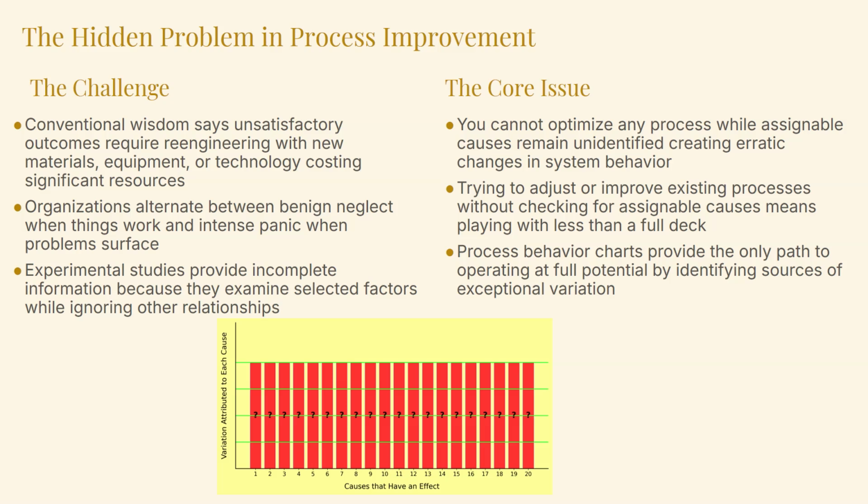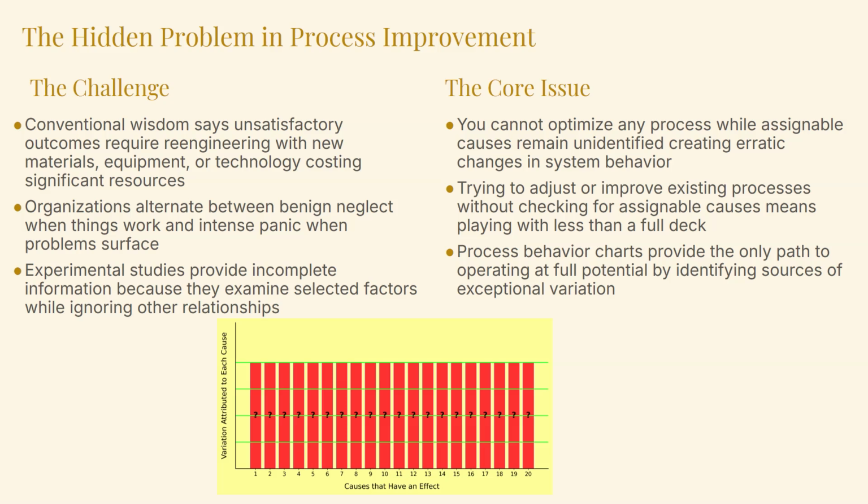Conventional wisdom suggests that unsatisfactory outcomes require costly re-engineering with new materials, equipment, or technology. Organizations often alternate between neglect when things work and panic when problems arise. Experimental studies can be incomplete because they only examine selected factors, ignoring other relationships.